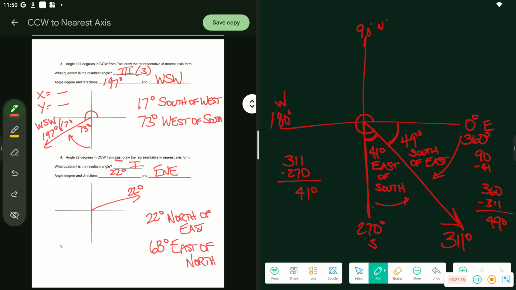All right, questions? So far, so good? All right, that's it. I want you guys to work on this worksheet that's in Google Classroom.